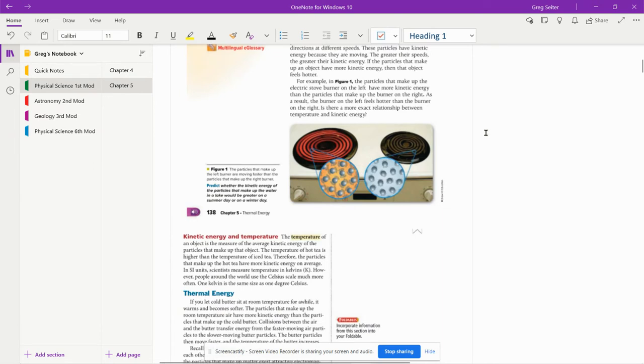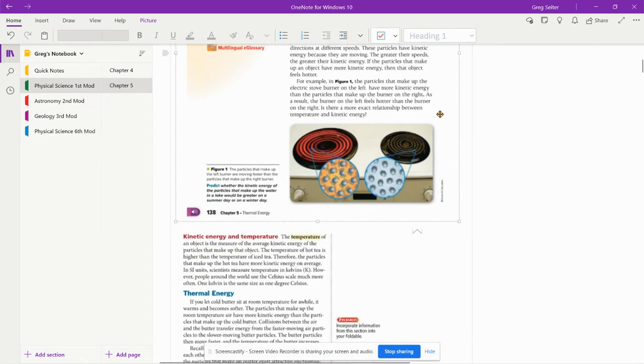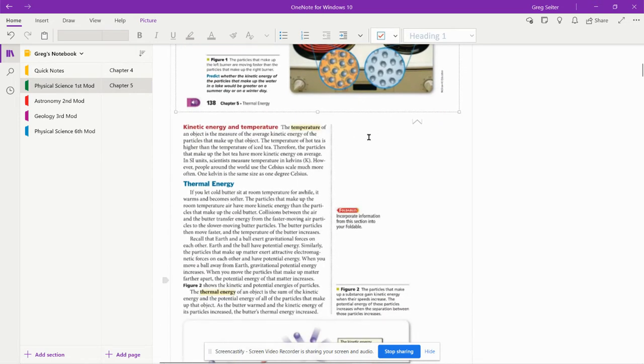And the kinetic theory of matter is huge. All matter is made up of tiny particles. Those tiny particles are in constant motion. At a higher temperature, the particles move faster. At a lower temperature, they move slower. At the same temperature, more massive particles move slower than less massive particles. Huge, huge, huge. So kinetic energy and temperature. The temperature of an object is the measurement of the average kinetic energy of the particles.